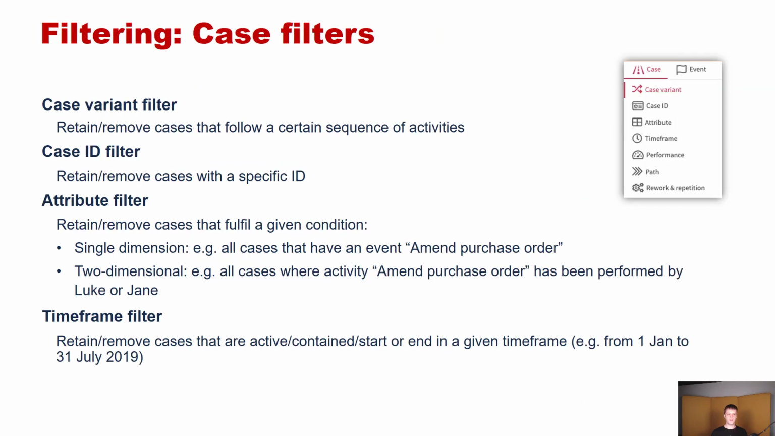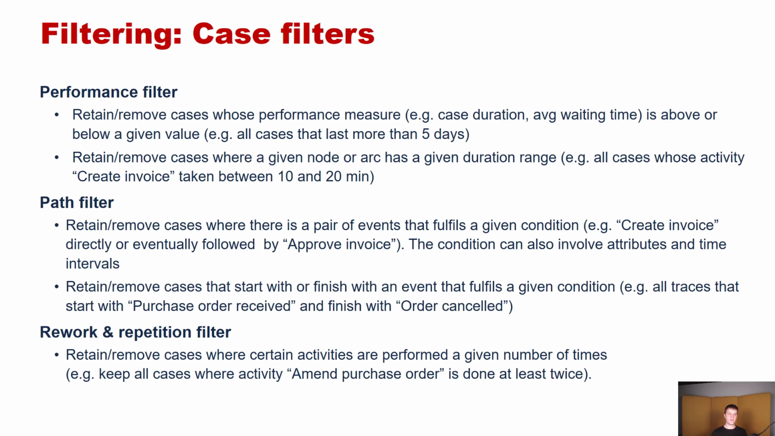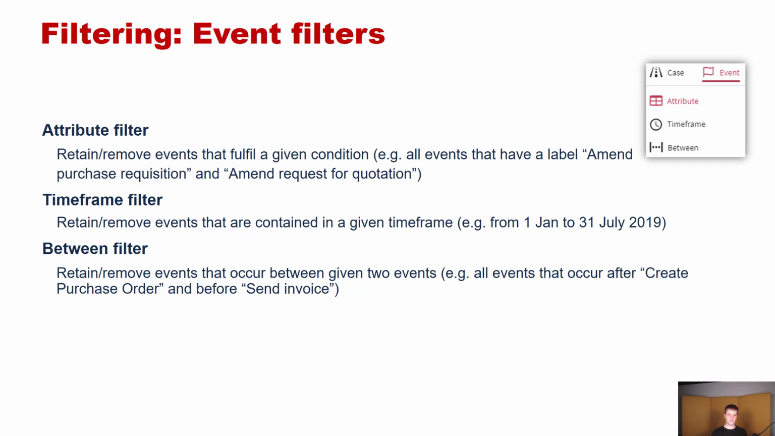The other aspect is filtering. Here I have a list of the main filters that can be used to filter cases. We have case variant filters, case ID filters, attribute filters, and time frame filters. Additionally, we can use, of course, performance filters, path filters, and rework and repetition filters. I will not be going over all of them in this summary part of the lecture. However, what I want to emphasize and what we haven't discussed before is event filters.